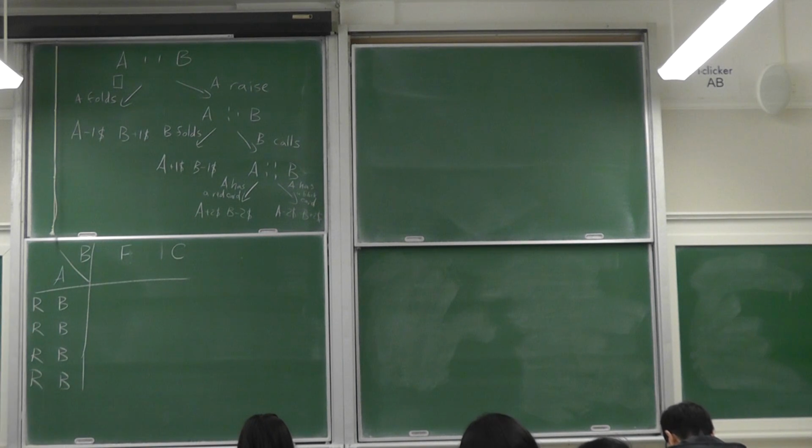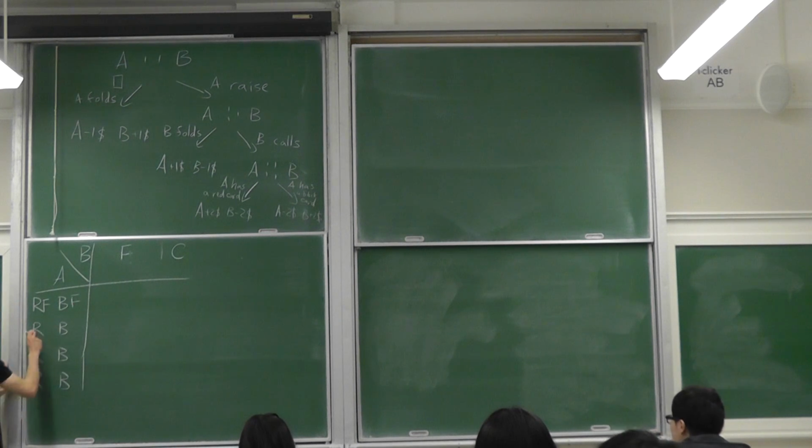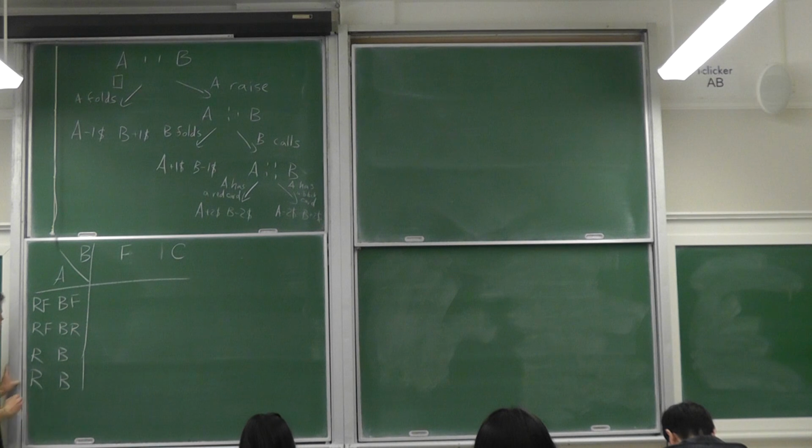And last time the corresponding decisions would be: once you receive a red card, fold, once you receive a black card, fold. Or once you receive a red card, fold, once you receive a black card, raise. Or once you receive the red card, raise, you receive the black card, fold, or raise and raise. So these are the pure strategies for Ace.